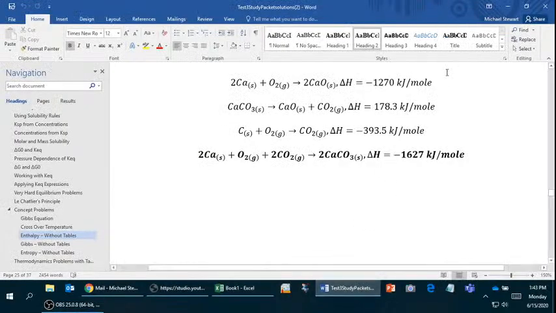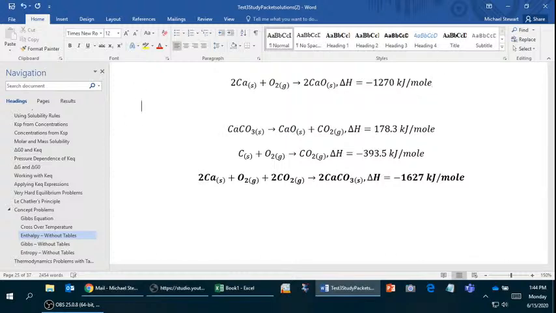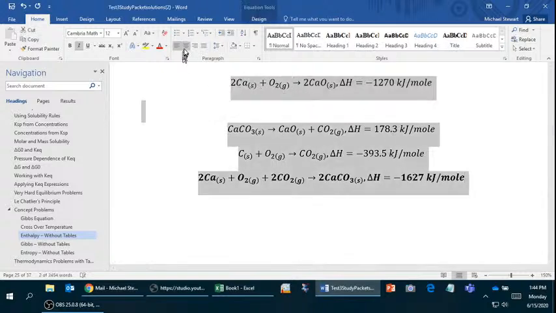So for a Hess's law problem, there are two ways to approach this. One is to add and subtract. The other is to use Hess's law directly. I'm going to advocate you learn how to do the Hess's law directly because that's the more practical version. So what I'm going to do is I'm going to try to work it out here on Word.